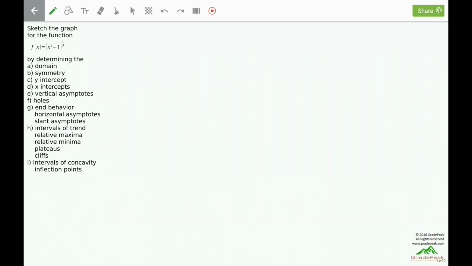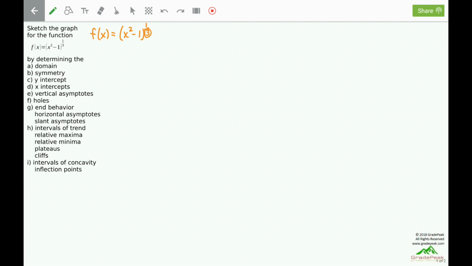Sketch the graph for the function f of x equals x squared minus 1 to the 1/3 by determining the parts a through I. F of x equals x squared minus 1, a polynomial, the domain will be all real numbers, raised to a fractional exponent, the 1/3 power.